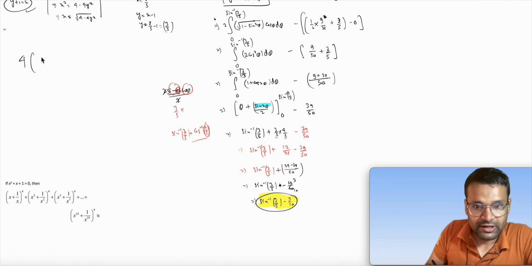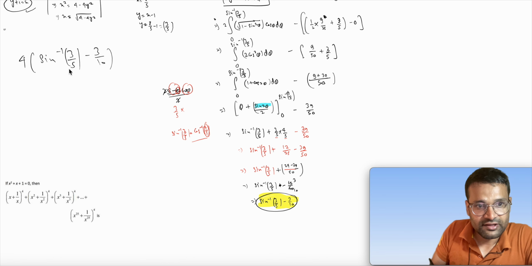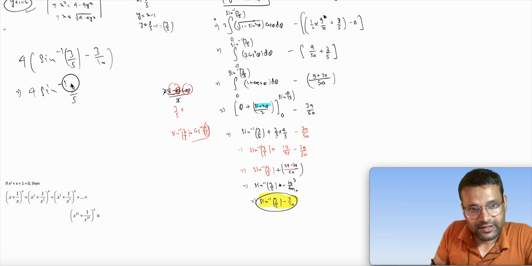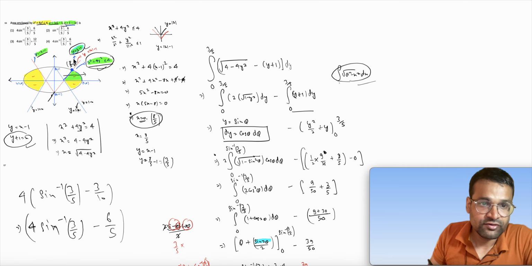So we multiply sine inverse 3 by 5 minus 3 upon 10 by 4, which gives you 4 sine inverse 3 by 5 minus 6 upon 5. Now we see which option matched. I think option 4 matched, so our answer is 4.